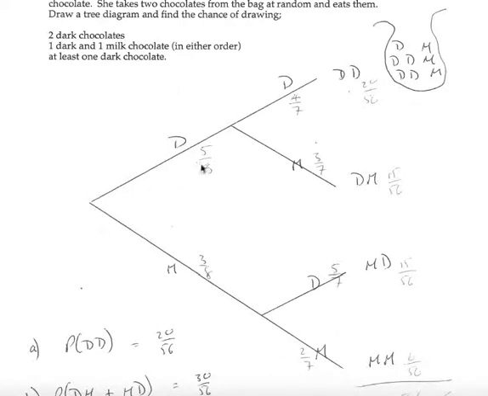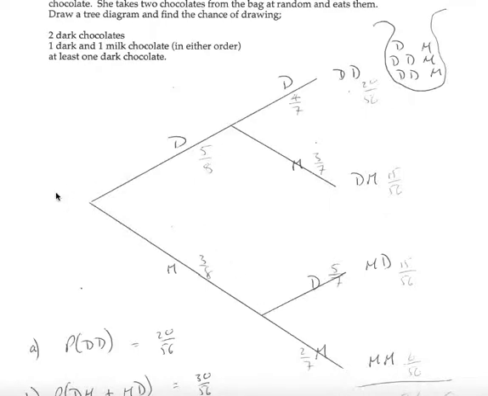The first chocolate that comes out of the bag could be a dark one or a milk one. The probability of getting a dark chocolate is 5 dark chocolates out of 8 chocolates in the bag, so 5/8. The probability of a milk is 3/8.